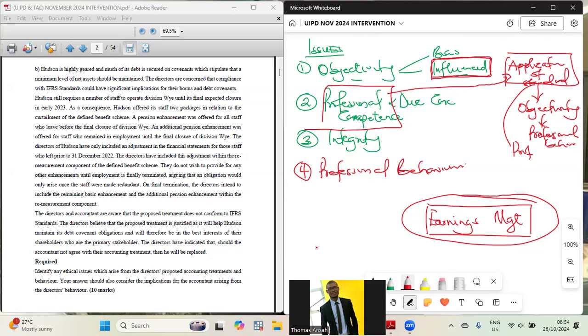Like Andy said, the professional competence aspect, the accountant is supposed to educate the directors that this is not how it is done according to the standard. So you have to educate them. If you educate them, they still don't want to do, and they persist, that is where you can resign. The integrity aspect, you have to be honest. That is all. Or this thing they are doing, you have to disassociate yourself from this information that will mislead people.